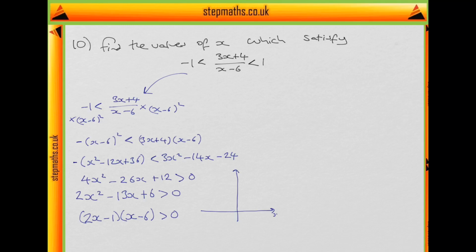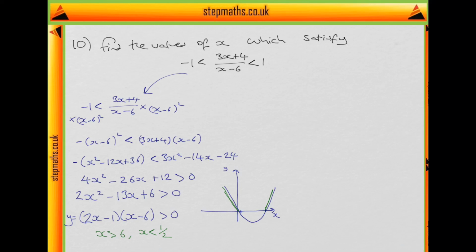We have x, and let's call this a function of y. We know it has a 0 at 6 and a 0 at a half. So we just sketch that on. We're going to have it bigger than 0 for the values of, well, this part and this part. So that corresponds to x being greater than 6 or x being less than a half. So that's our left-hand side done.